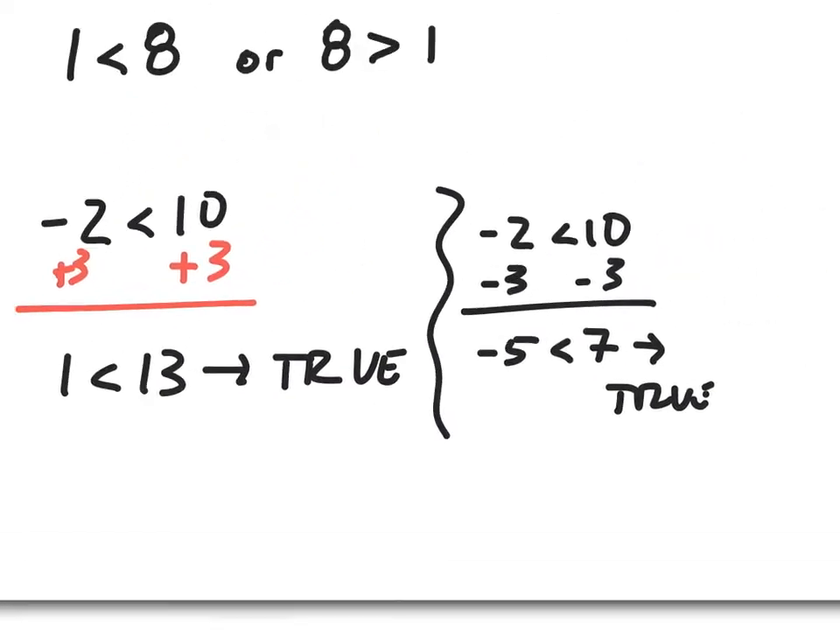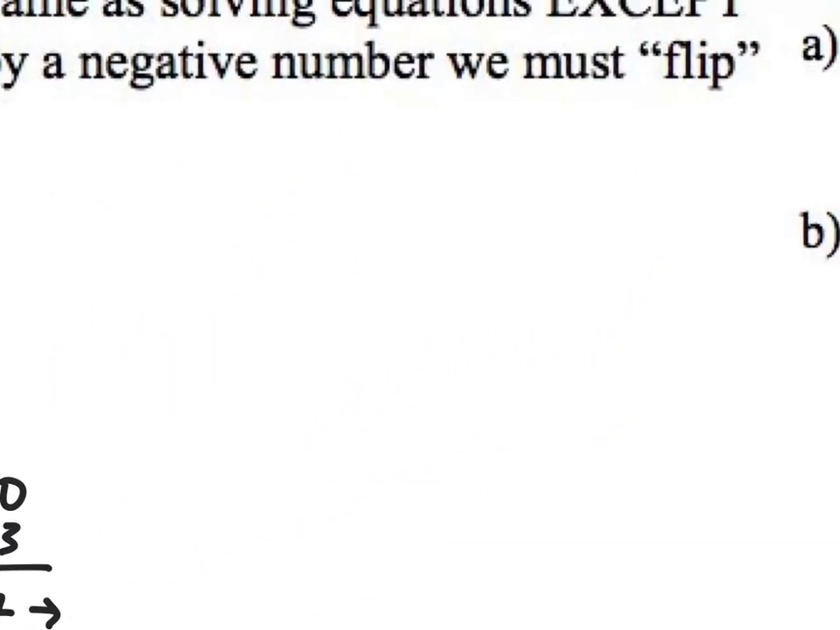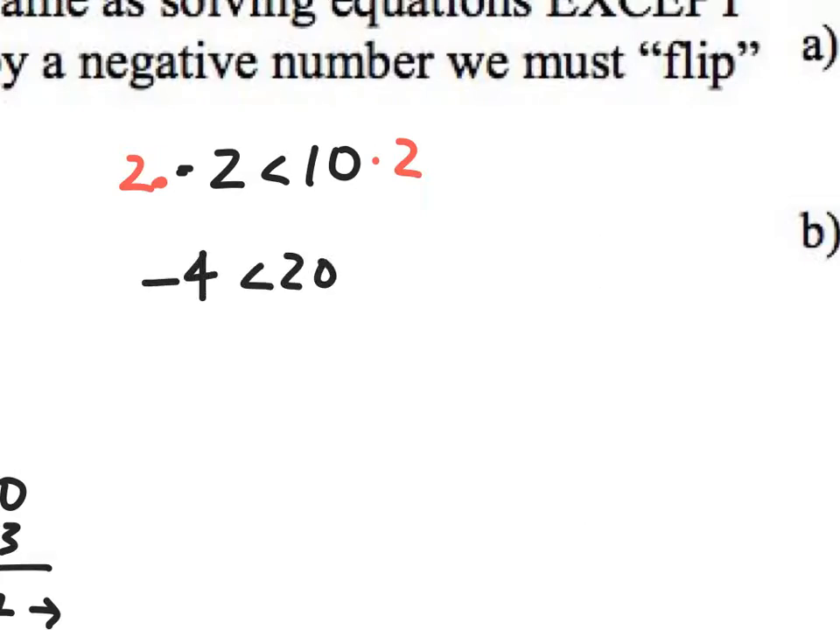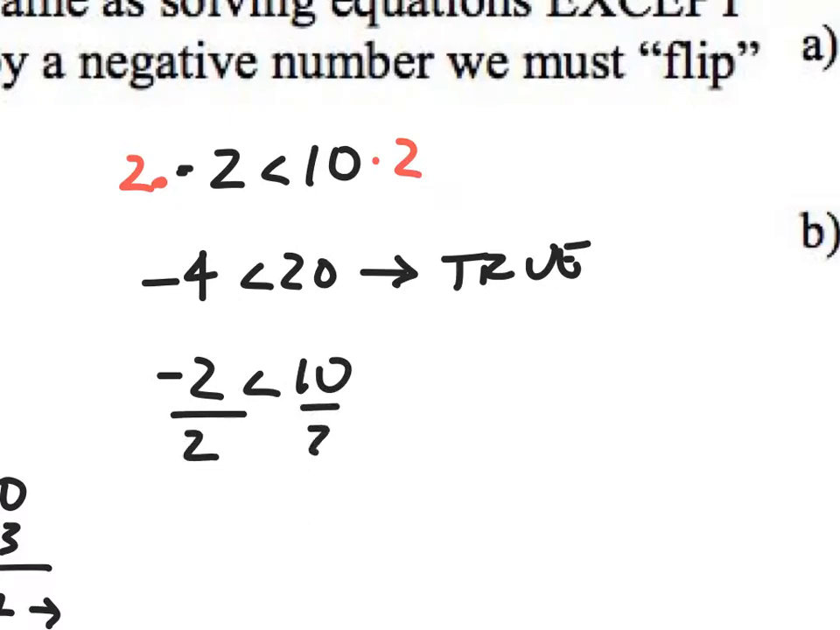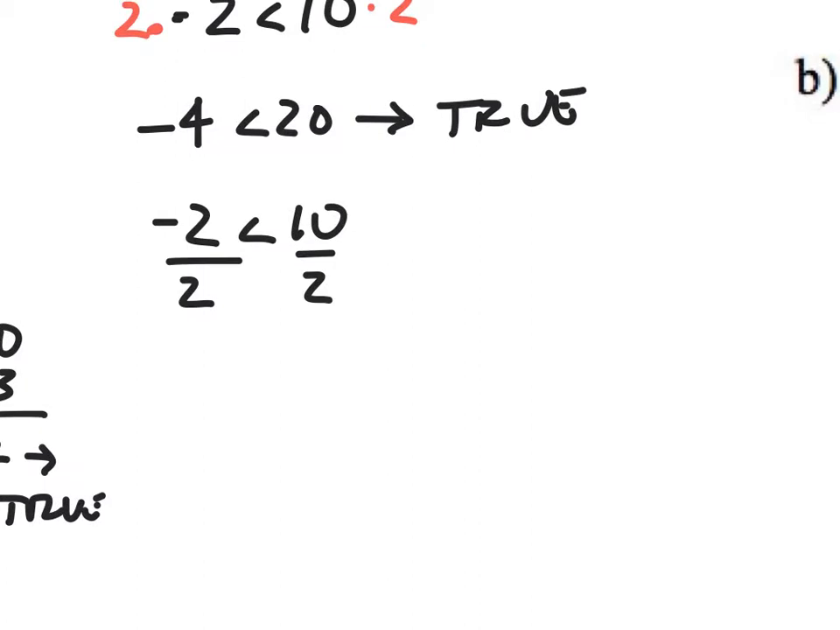Now, let's take a look here, and let's think about something. If I take that same inequality, -2 is less than 10, and multiply this by 2 on both sides, I would get -4 is less than 20. This is still true. But if I were to take -2 is less than 10 and divide by 2, then I'm going to get -1 is less than 5. This is still true.